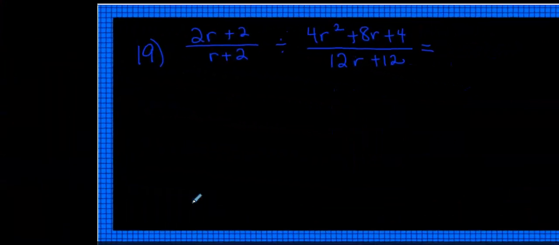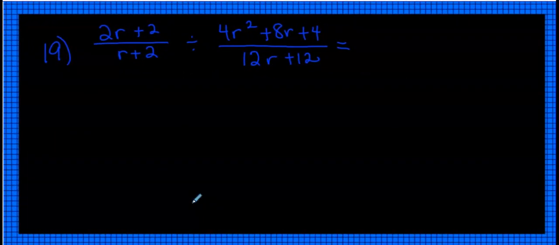All right, so this next one, we've got 2 left. This is number 19. Need to rewrite it as multiplication, but I'm going to look at my numerators and denominators. I have a trinomial right here that has a 4, an 8, and a 4. So I know I can take a 4 out of that. So here's what I'm going to do. I'm going to erase it and rewrite it. And I'm going to take out that 4, and that would have been r squared plus 8r, so plus 2r plus 1.